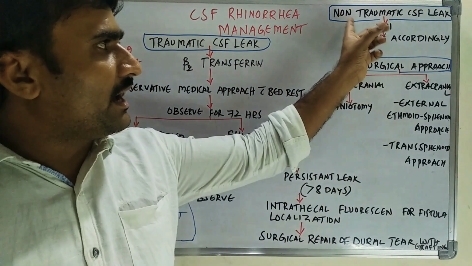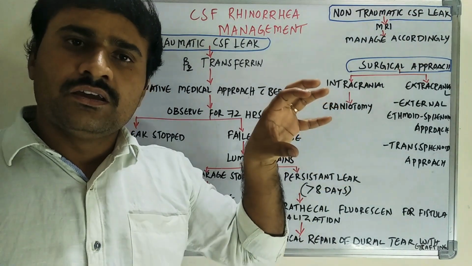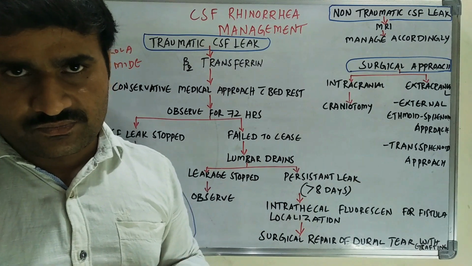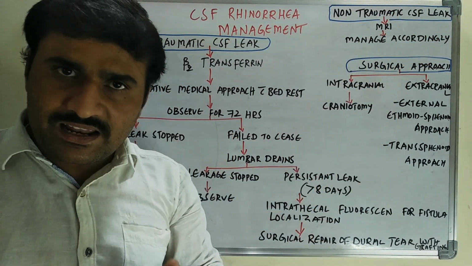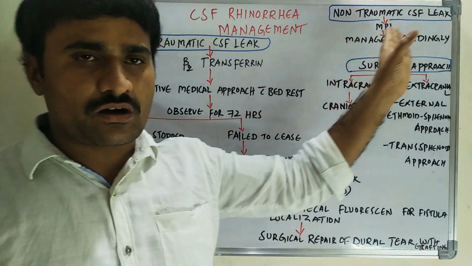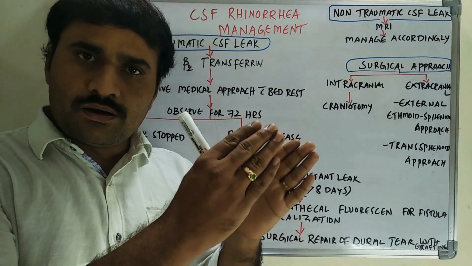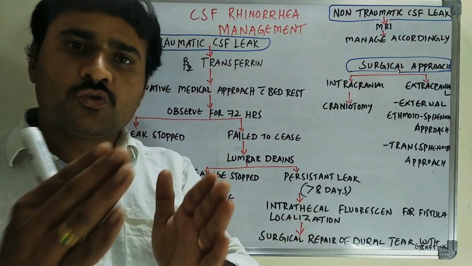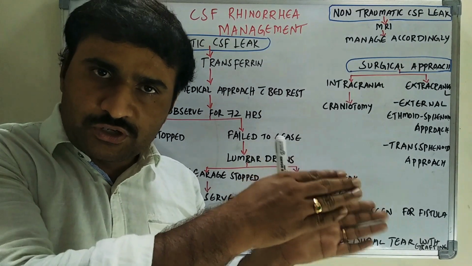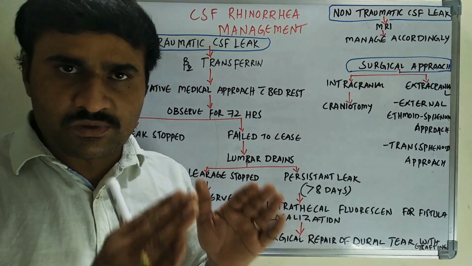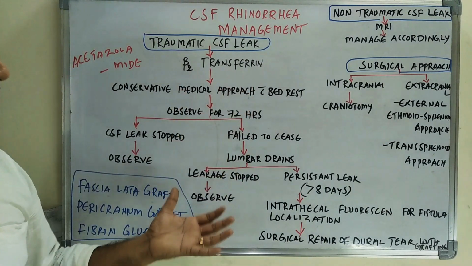If it is non-traumatic CSF leak, that means because of any cranial tumors like that, first we have to go for MRI to rule out what is the underlying pathology, and we should manage accordingly. That means if it is cranial tumor, then we should go for tumor excision. That is again the procedure of neurosurgery. So not that much important, but the basics we should know. This is all about management of CSF rhinorrhea.